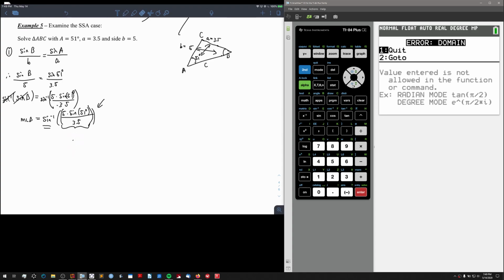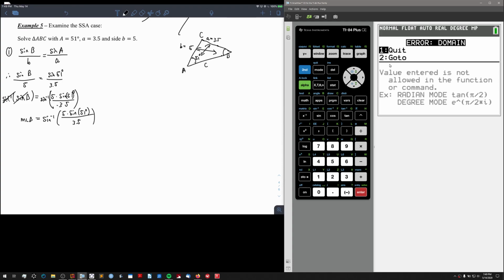And so that's why your calculator is screaming error domain, because I can't take the inverse sine of a number, of a ratio that's bigger than 1. Okay, and so that's correct. So this tells me something. This is not useless information. This tells me that I can't do it.